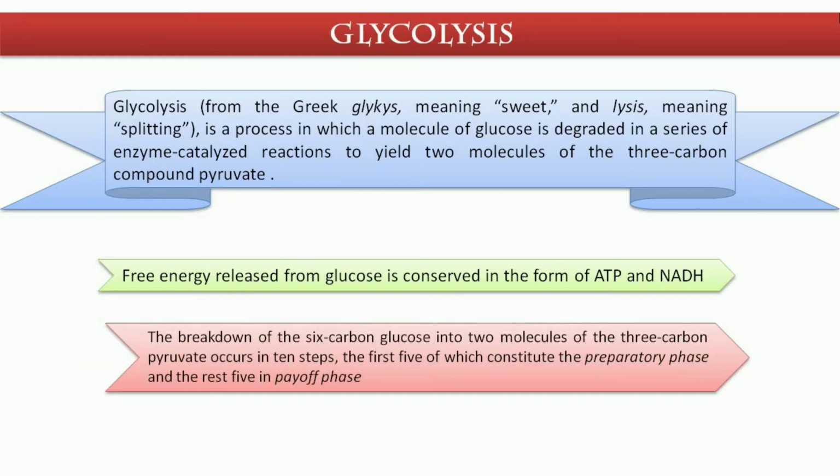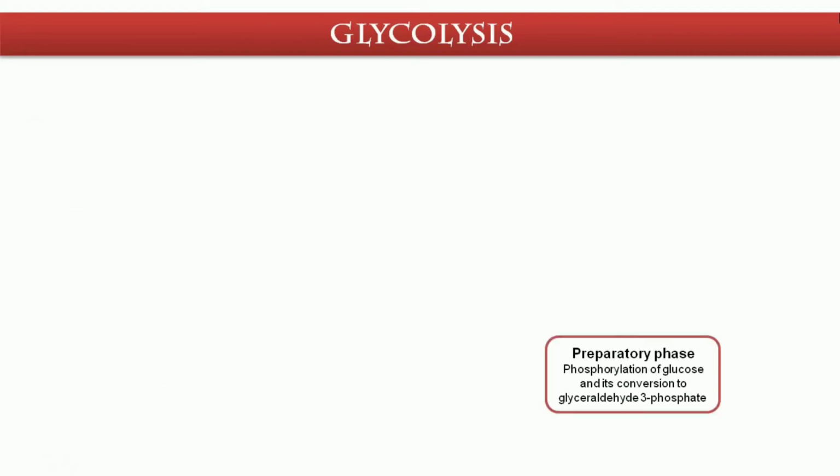The breakdown of the 6-carbon glucose into two molecules of the 3-carbon pyruvate occurs in 10 steps, the first 5 of which constitute the preparatory phase and the rest 5 are in the payoff phase. Now let's begin with the steps of glycolysis. First is the preparatory phase, which is the phosphorylation of glucose and its conversion to glyceraldehyde 3-phosphate.